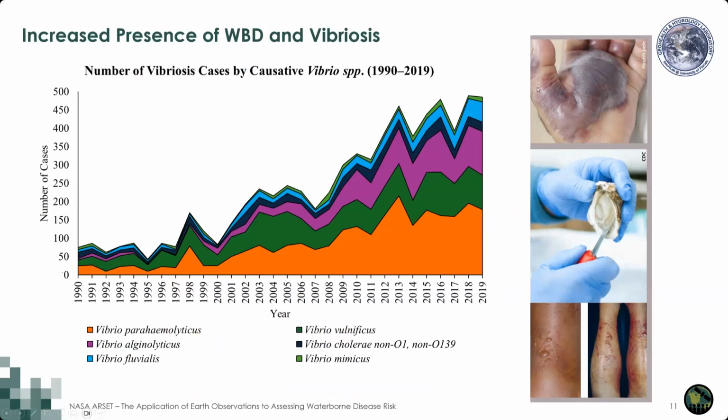And on the right-hand side, we see some of the impacts of vibriosis in the human population. These are the typical characteristics of an infection when Vibrios infect humans. These also impact oysters, and where the consumption of oysters or seafood is high, the likelihood of exposure to Vibrio species is going to be high in those populations.